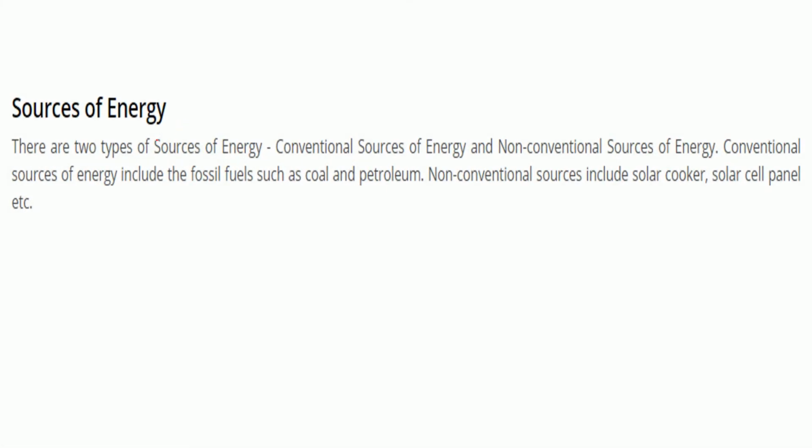Sources of energy. There are two types of energy sources. One is the conventional source of energy, the other is the non-conventional source of energy. The conventional sources which we are employing right now, mostly, include fossil fuels like coal and petroleum products. The non-conventional sources include the solar cooker and solar cell panel. There are various others. We'll be discussing that.